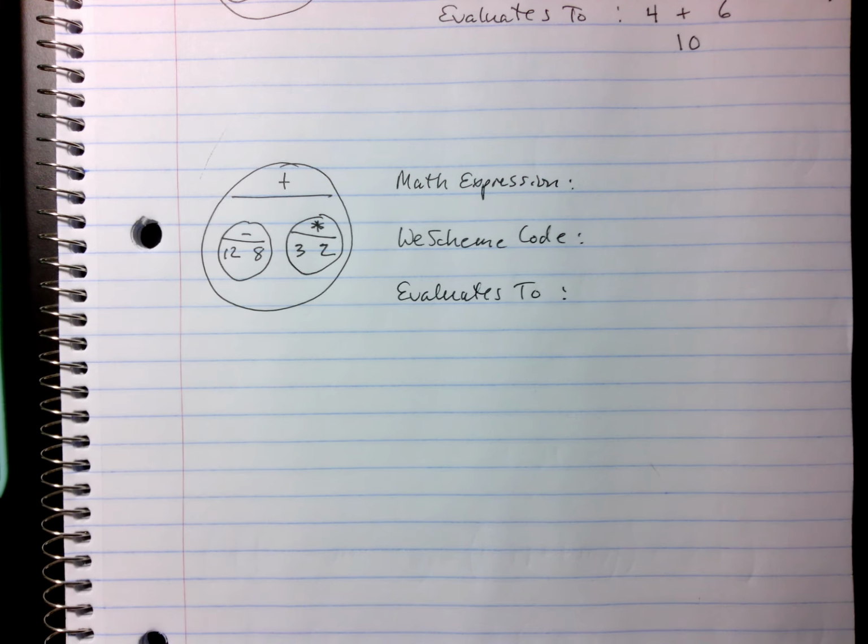I've got a new example for you for circles of evaluation. I just put a nice quiz out there on your Brain Honey course, so I'm hoping this will help you get some ideas, and especially with the WeScheme code.